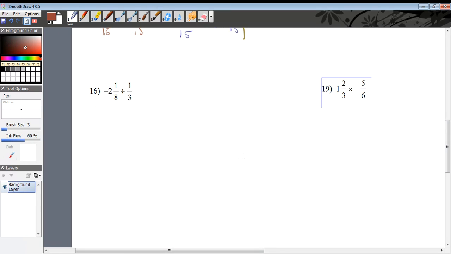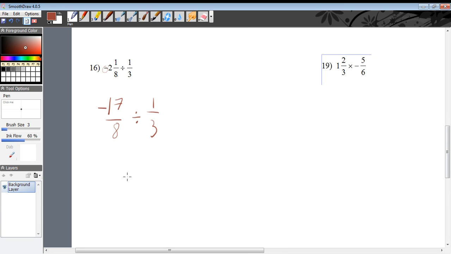Okay, I'm going to go over 16 and 19 now. These are some of the more difficult multiplying and dividing. So the question is what to do with this negative here. We're going to turn this into an improper fraction and then attach the negative on at the end. 2 times 8 is 16 plus 1 is 17 over 8, and then I'll attach the negative. Divided by 1 over 3.